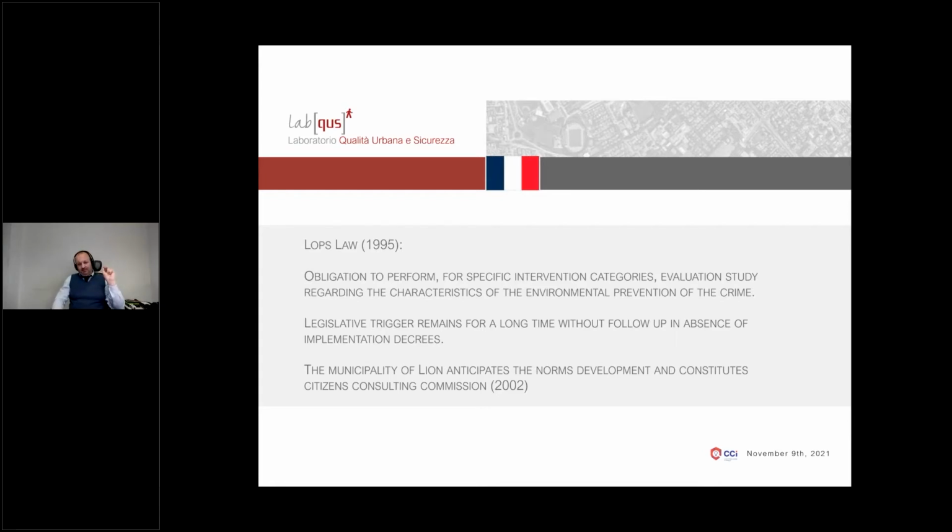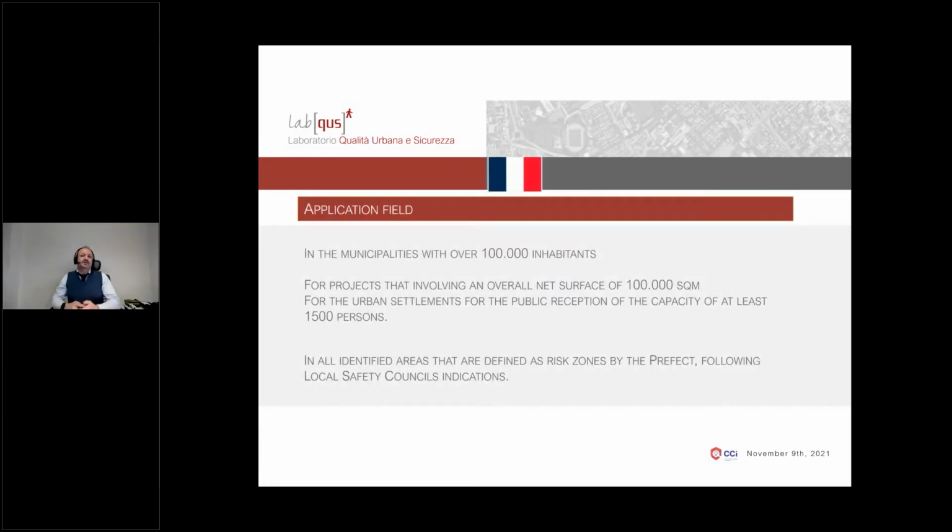Only the city of Lyon, and I will show you a case study of Lyon, anticipated the norm and started in 2000, 2002 with mandatory assessments. What are the differences? First of all, the evaluation assessment is compulsory, and this is still like this in France, in cities with more than 100,000 inhabitants and for very large projects. That means projects with a very large surface or settlements with more than 1,500 persons, or in some specific risk zone. So you can understand that the evaluation is spotty, it is not applied in all the country.